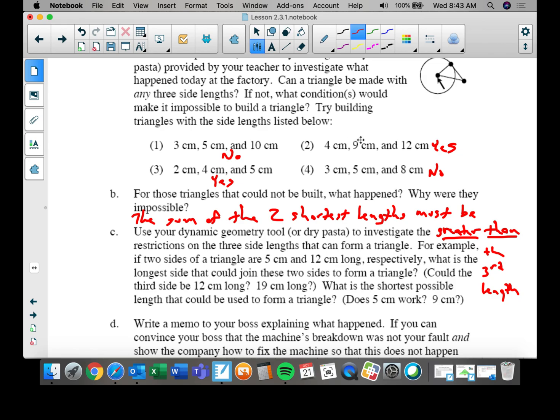4 plus 9, those are the 2 shortest ones. They are bigger than 12, that's why it worked. Same thing with number 3, and same idea on number 4. Okay, so this should give you an idea where we're going to use the triangle inequality: if you come up with an answer, does it seem reasonable?